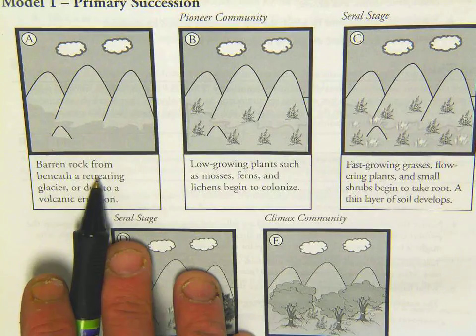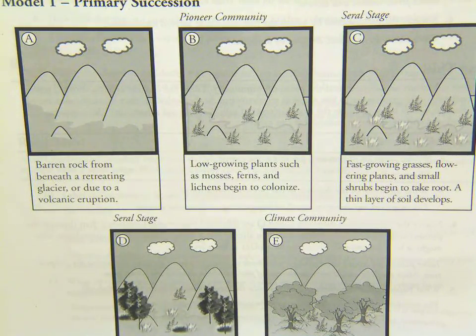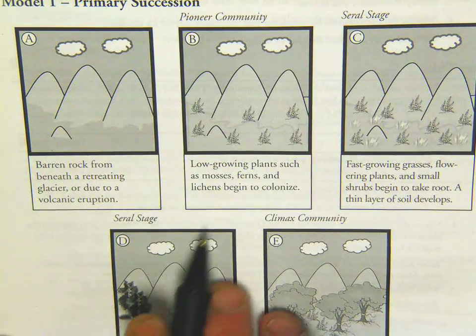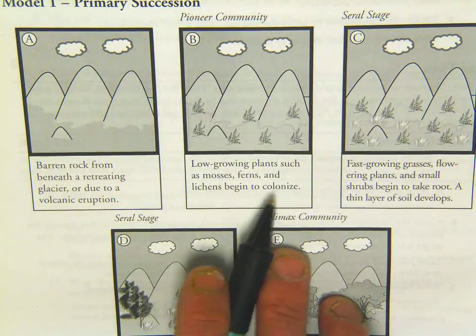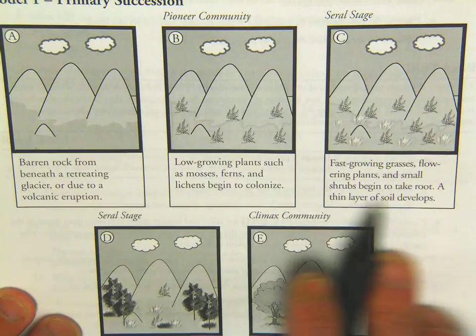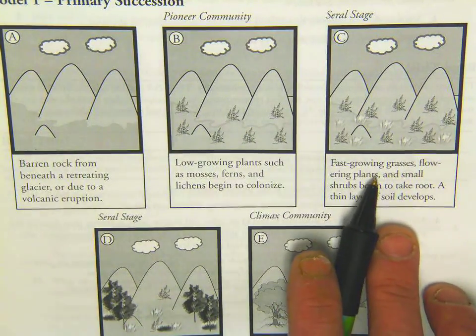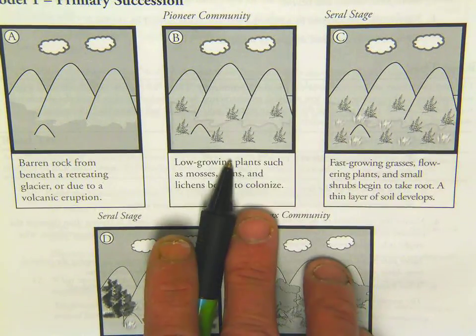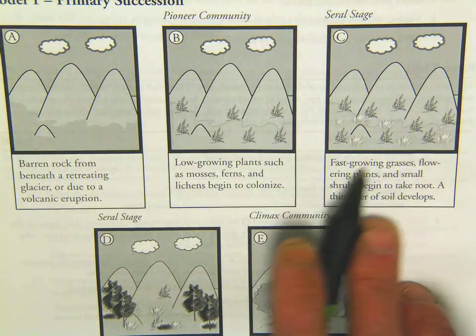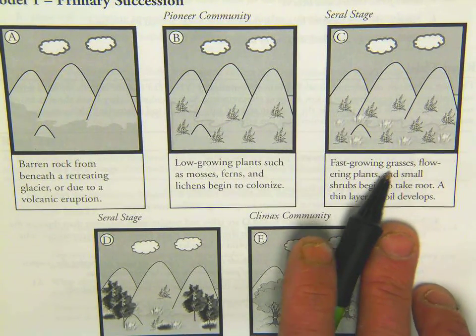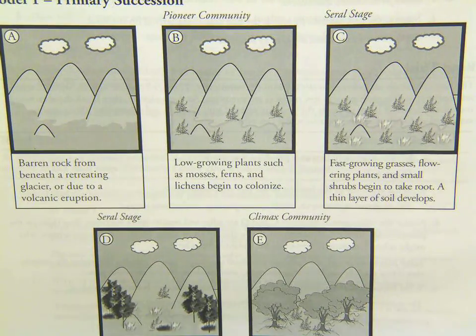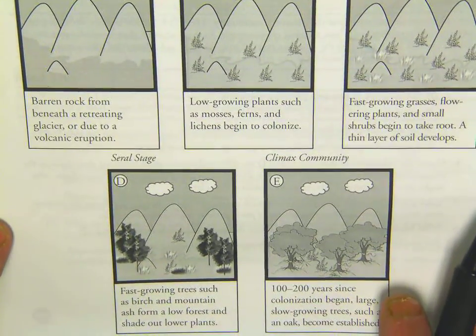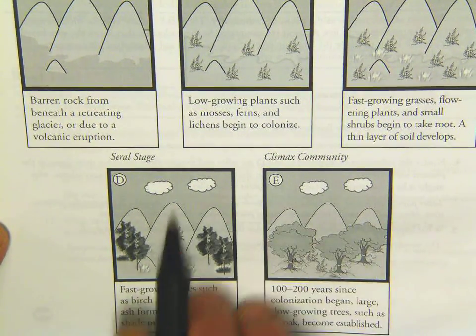Barren rock. This is where you start from beneath a retreating glacier or due to a volcanic eruption. Low-growing plants such as mosses, ferns, and lichens begin to colonize. Fast-growing grasses, this is in the pioneer community. The cereal stage, you can see, would be fast-growing grasses, weathering flowering plants, and small shrubs kind of appear and begin to take root. A thin layer of soil develops as some rocks start to decay.